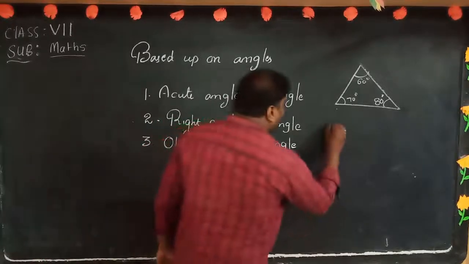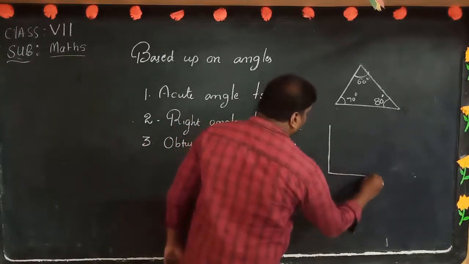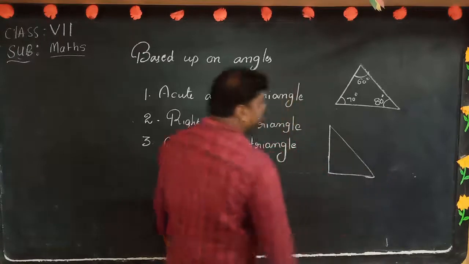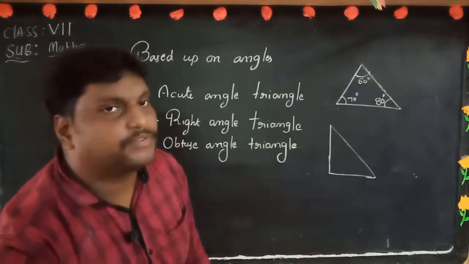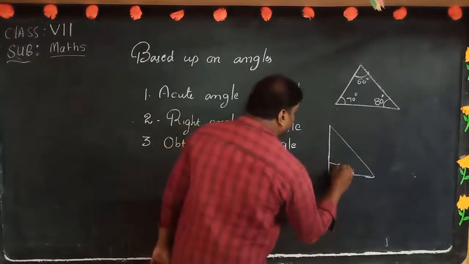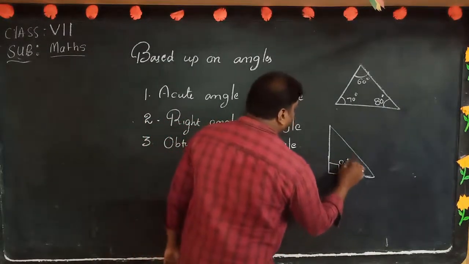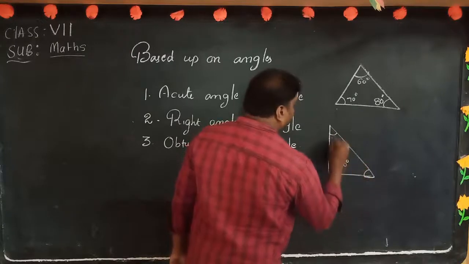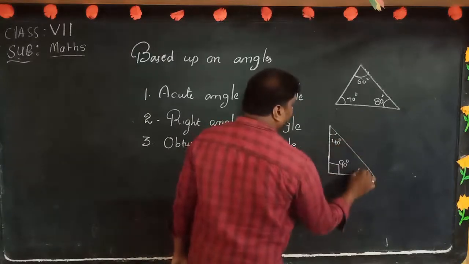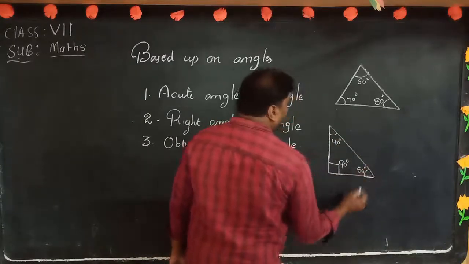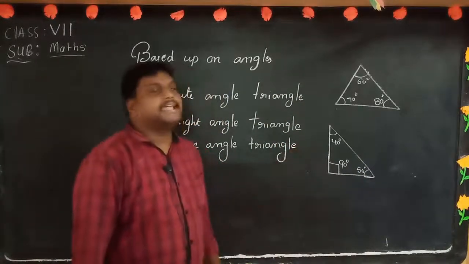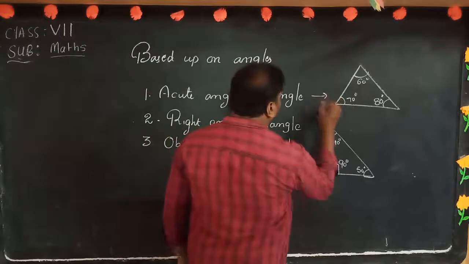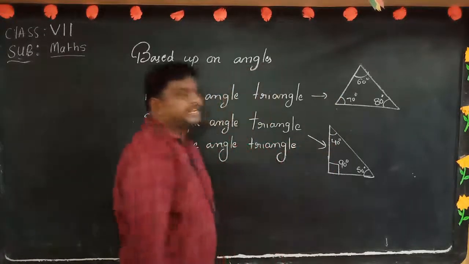Second one, right angle triangle. In a right angle triangle, compulsorily one of the angles is exactly 90 degrees. Remaining will be different, maybe 40 or 50 or 45, whatever it is. Then this is the right angle triangle. This is acute angle triangle. This is the right angle triangle.